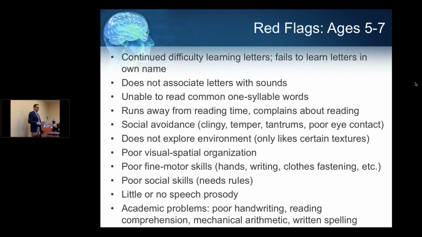So from 5 to 7, continued difficulty learning letters. They're really struggling to form their own name. Trouble with the sounds and how they all hold together. Problems with motor skills, tying shoes, writing, clothes fastening. Speech doesn't have good rhythm. It's broken. Handwriting's poor. And at 5 to 7, your teachers are calling you all the time. You're getting heads up from school saying there's something wrong at this point.